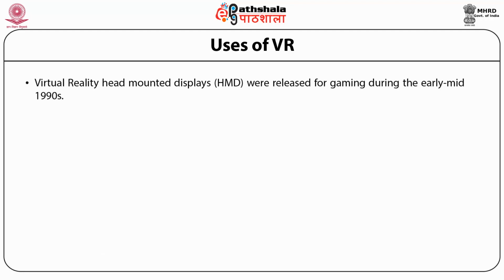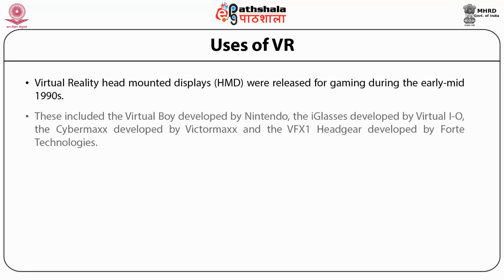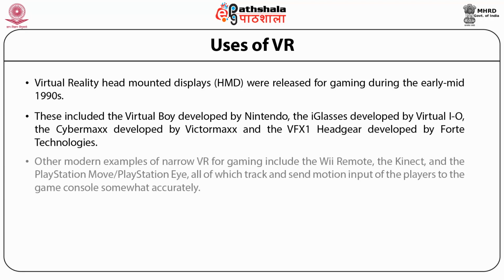Virtual reality head-mounted displays were released for gaming during the early to mid-90s. These included the Virtual Boy developed by Nintendo, the eyeglasses developed by Virtual IO, the CyberMaxx developed by Victormaxx, and the VFX1 headgear developed by Forte Technologies. Other modern examples of narrow virtual reality for gaming include the Wii Remote, the Kinect, and the PlayStation Eye, all of which track and send motion input of the players to the game console somewhat accurately.